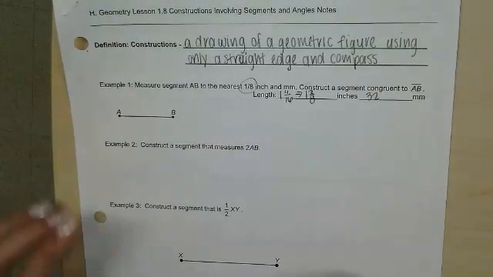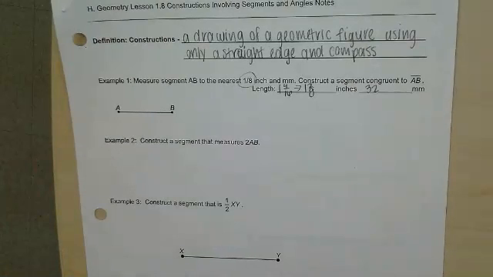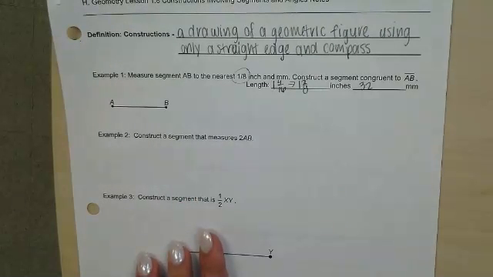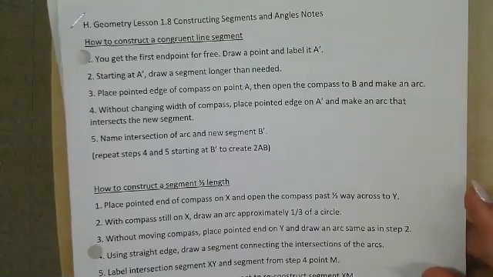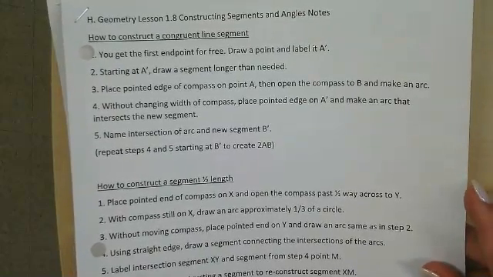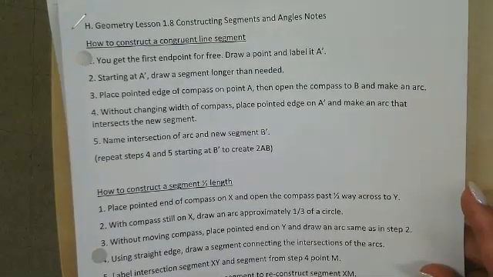They then want us to construct a segment that measures 2 times AB, and this is AB, right? So 2 of these, basically. We are not just going to measure it with our ruler. This is just for going back to check how long it is. So now we are going to need these instructions here. That first set of instructions is how to construct a congruent line segment. That's what we're going to be looking at.